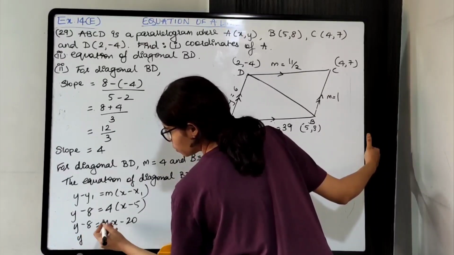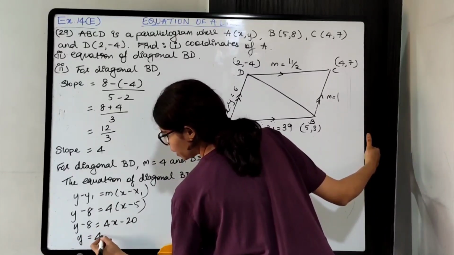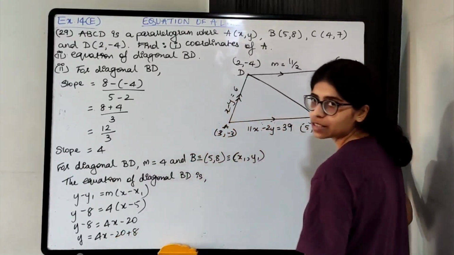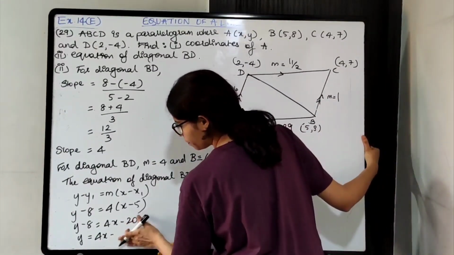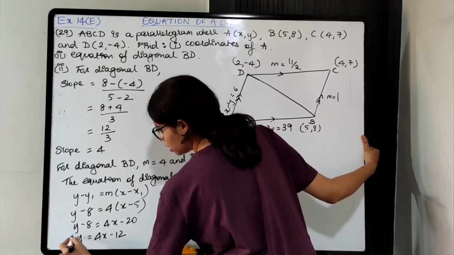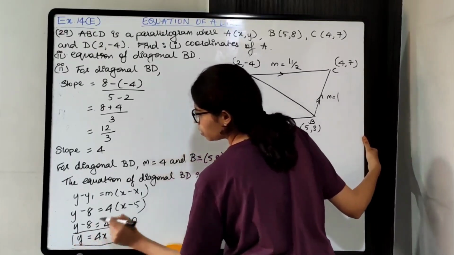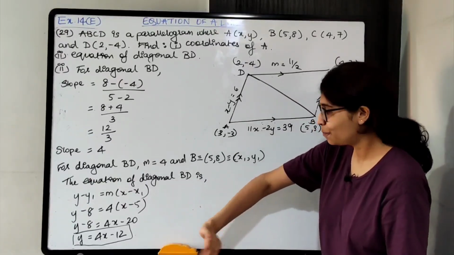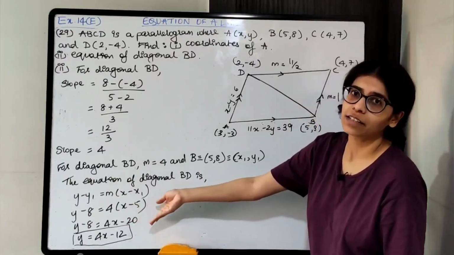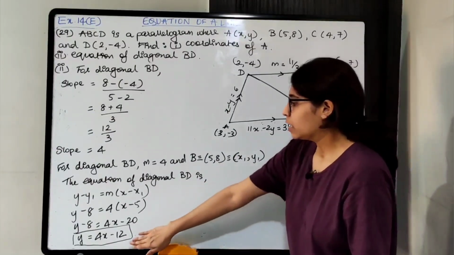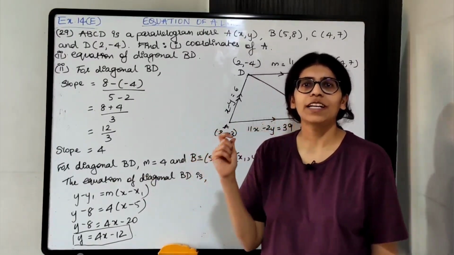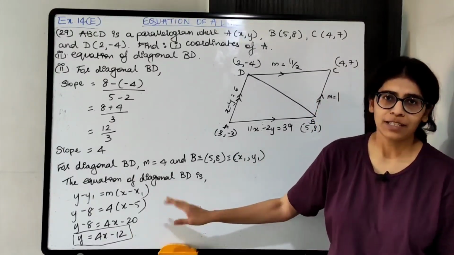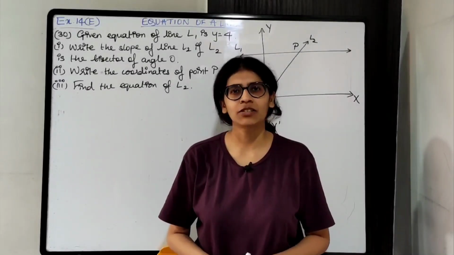So shift 8 over here, 4x minus 20 plus 8 हो जाएगा. 8 minus 20 is minus 12. Okay, so this is the equation of the line. Box it. You can bring it in standard form. Actually already this is in standard form, and you can express this in linear equation form also, up to you. Box the equation, write down the final statement. The equation of the diagonal BD is y equals to 4x minus 12. Let's solve the next question.